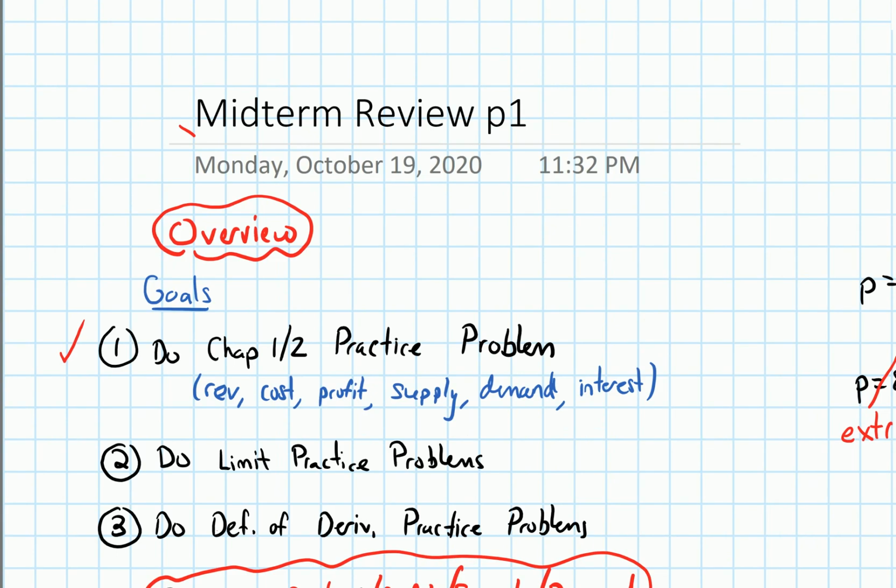So in terms of our goals, we have now done a bunch of limit practice problems. We did infinite limits in this video, and in the previous video we did finite limits as x approached some finite number. So in the next review video, we will do some definition of the derivative practice problems.